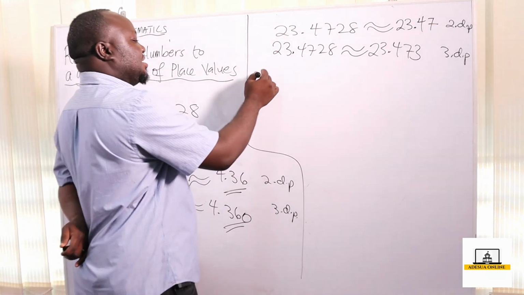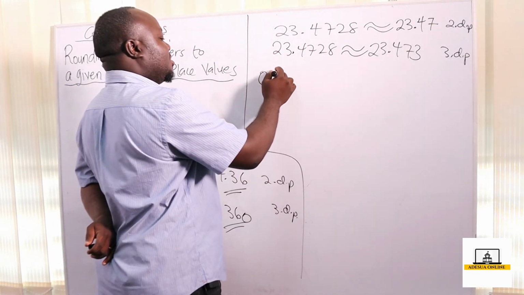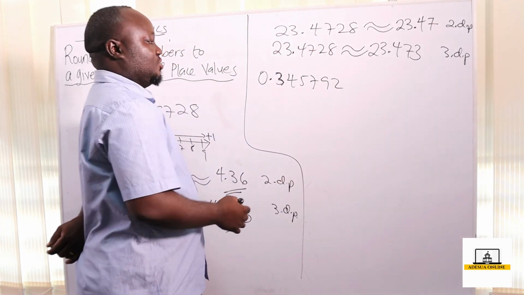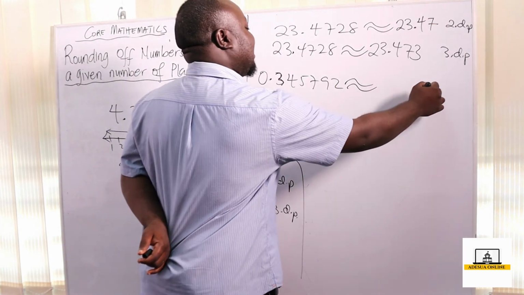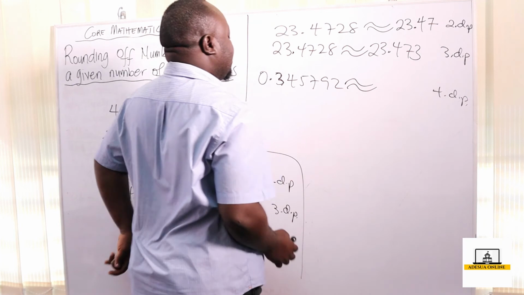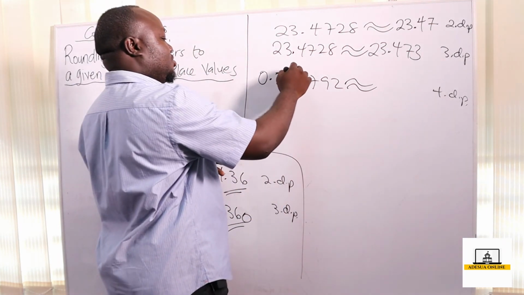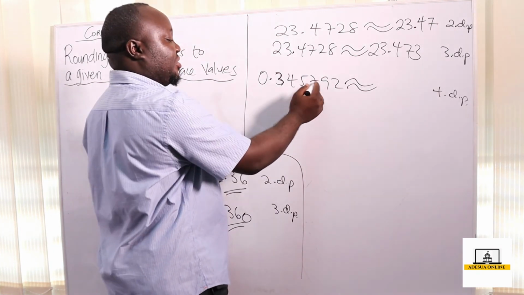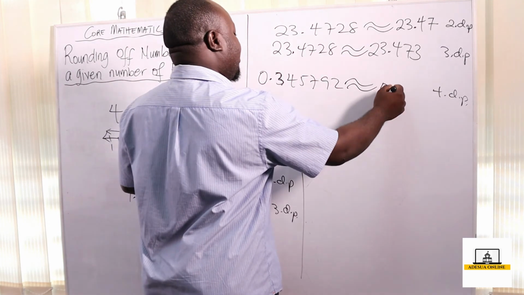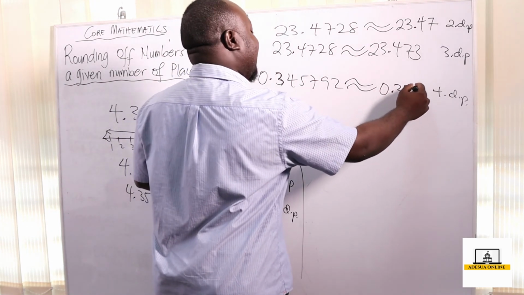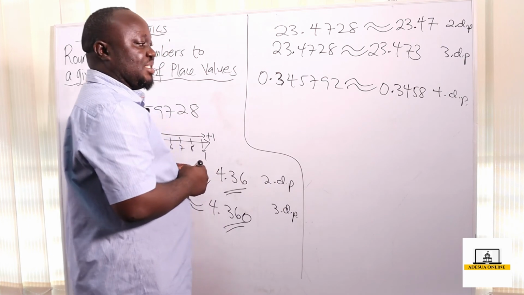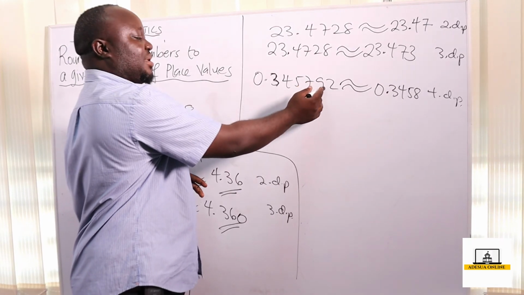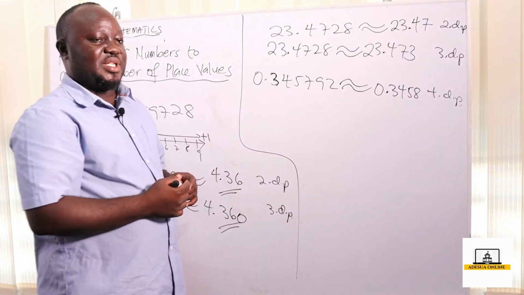So if I have 0.345792, and I want to round this to, let's say, 4 decimal places. So I will have 1, 2, 3, 4. So the number here, 9, is greater than 5. So we add 1 to this. So it becomes 0.3458 to 4 decimal places. The next number 9 is greater than 5. So we add 1 to the 7.